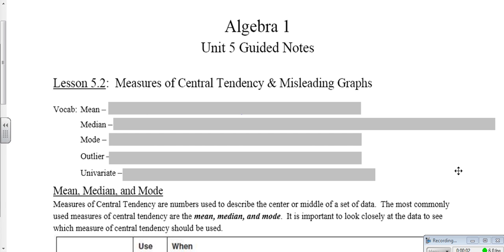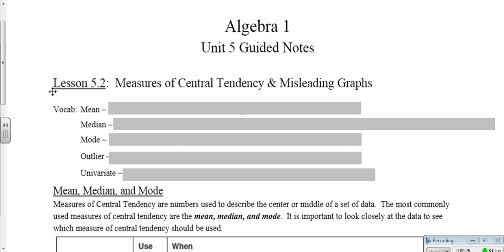This is lesson 5.2, measures of central tendency in misleading graphs. The majority of this should be reviewed, so I'm going to go pretty fast. But again, the concepts can take a little bit to define and discuss, so it might be a two-part lesson. So pace yourself as we go through this, and definitely go ahead and fast forward if you are understanding the basic concepts of these first things.